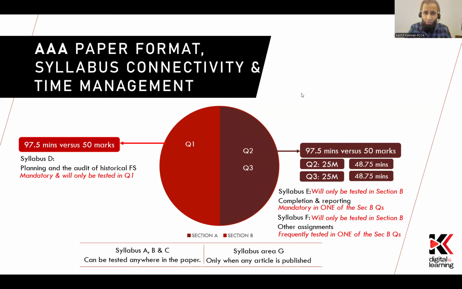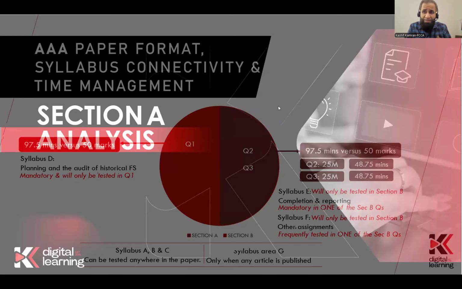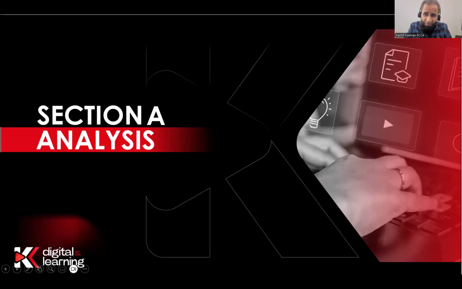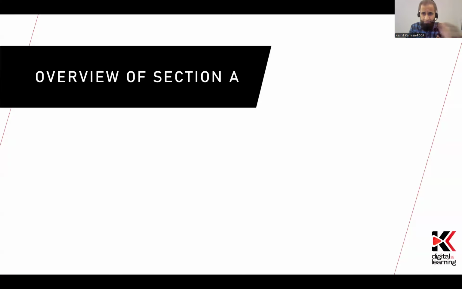Okay, now just moving on from this discussion of the paper format, syllabus and time management. Let's look at the section A analysis. Section A is the question number 1 for 50 marks. Let's do a more broad spectrum analysis. Overview of section A.